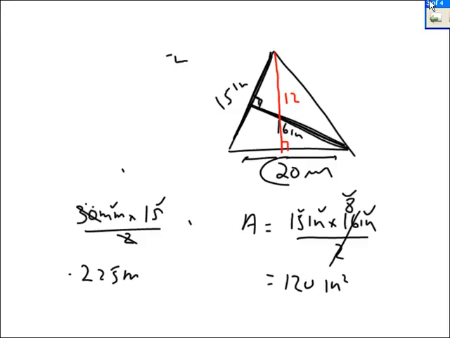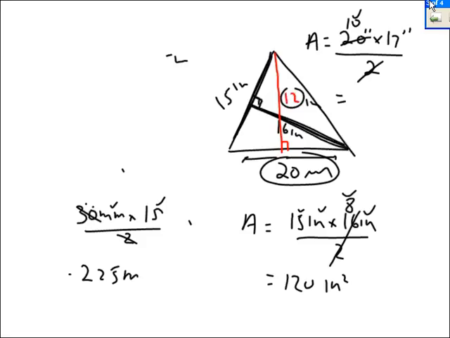So I can use this as the base. So the area is 20 inches by 12 inches divided by 2. And 2 goes into 20 10 times. So you have 10 times 12, 120, times inch is square inch. Exactly the same area. Of course you're going to get the same area.